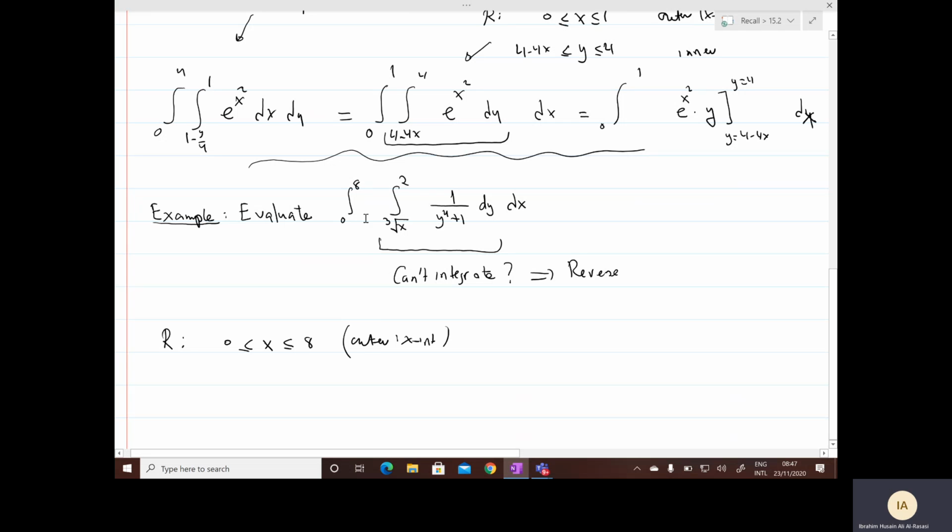So I get it from the integral. What are the limits of y? The inner y is from the cube root of x to 2. Limits of y: cube root of x to 2.